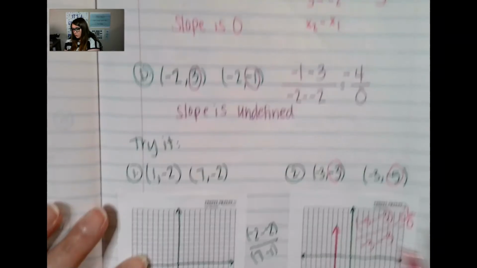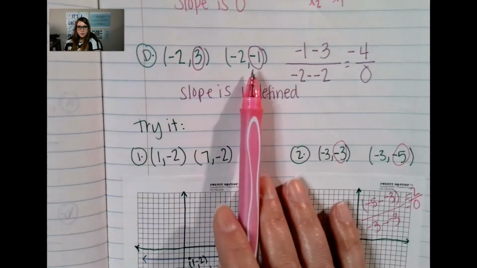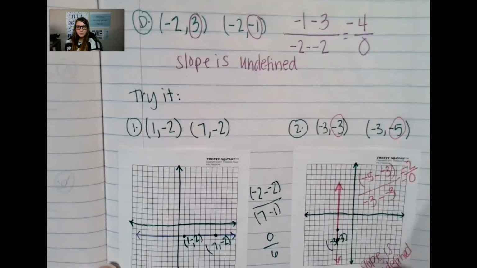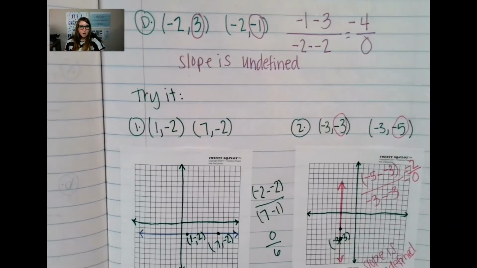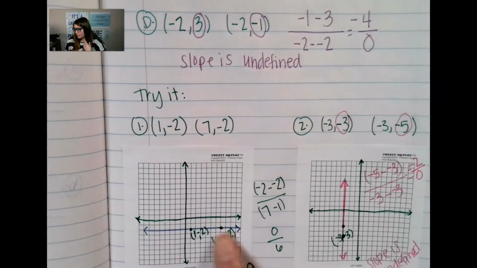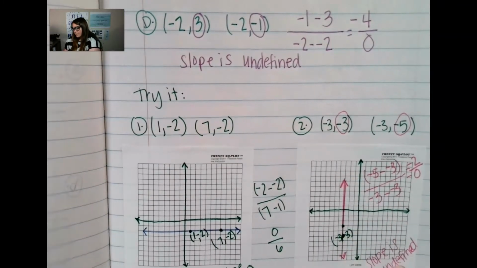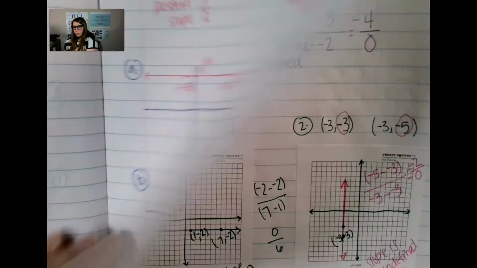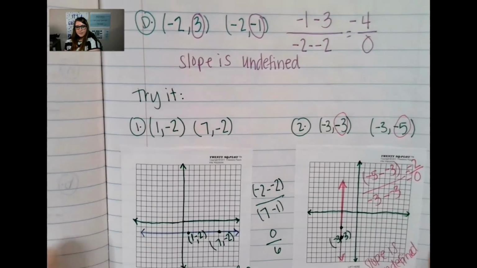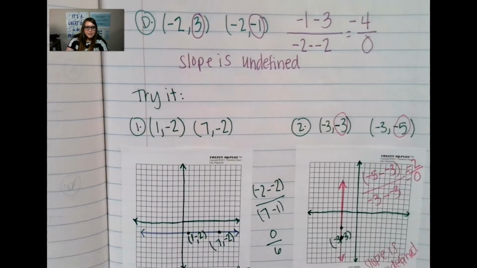So you can just look at the x values or look at the y values and see if they are the same and how the slope will be. So horizontal line, like this one, has a slope of 0. Vertical up and down has an undefined slope. So you can go ahead and add that into your notes if you would like.